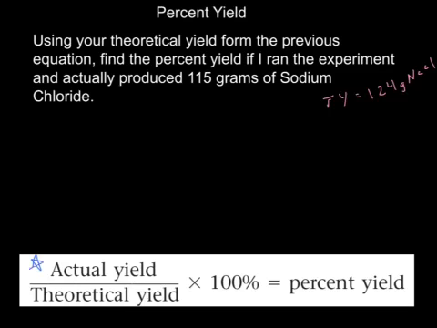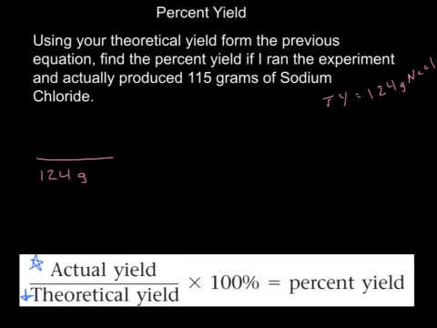actual yield over theoretical yield. All right, let's start there. So I know my theoretical yield is 124 grams. All right, I figured that out. Theoretical yield should usually be bigger than your actual yield. Why? Because theoretical yield is essentially a perfect experiment. In a perfect world, right, all our variables are controlled. We have run a perfect experiment, and we have maximized the efficiency of that experiment.